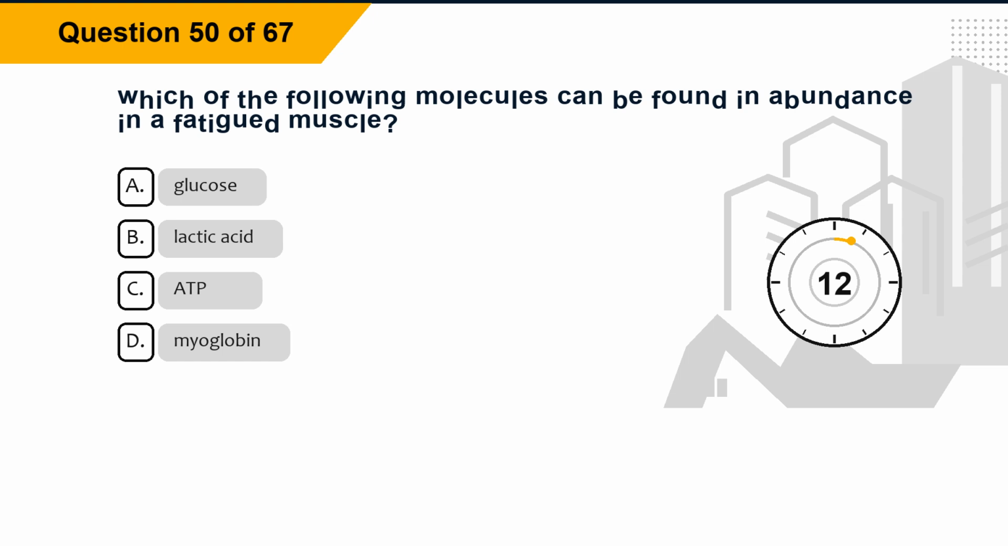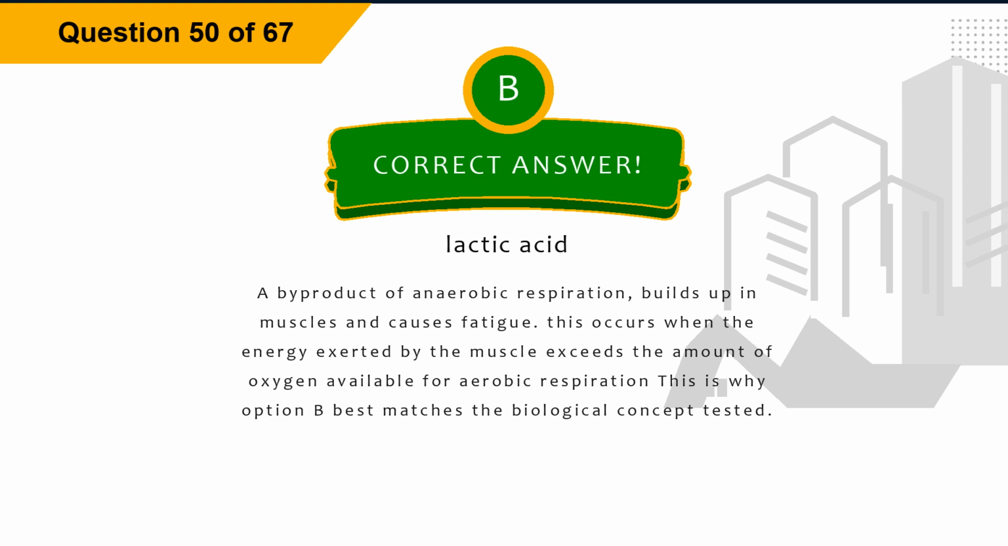Question 50. Which of the following molecules can be found in abundance in a fatigued muscle? Option A, glucose. Option B, lactic acid. Option C, ATP. Option D, myoglobin. The correct answer is option B, lactic acid. Explanation. Lactic acid, a byproduct of anaerobic respiration, builds up in muscles and causes fatigue. This occurs when the energy exerted by the muscle exceeds the amount of oxygen available for aerobic respiration. This is why option B best matches the biological concept tested.